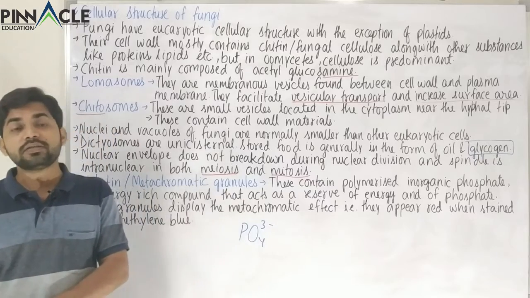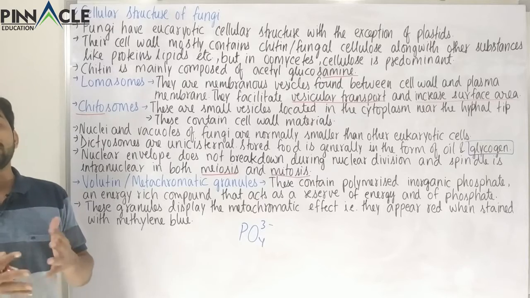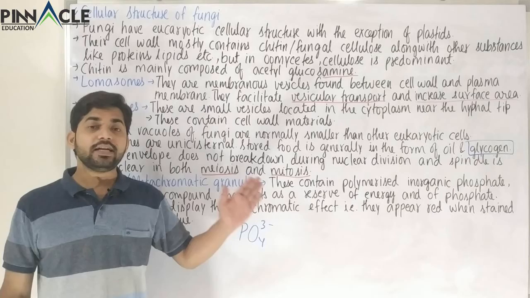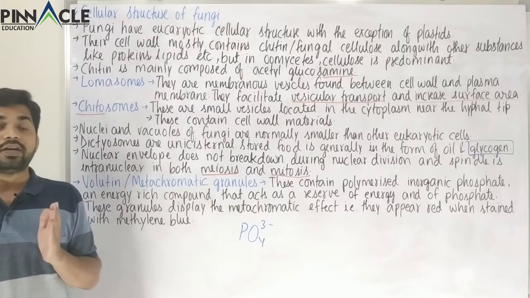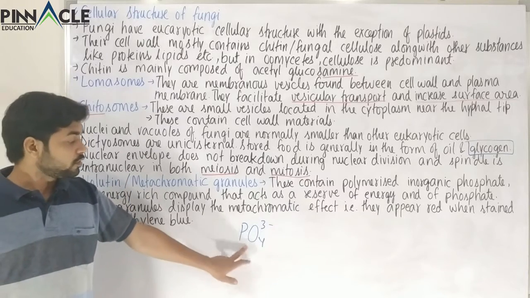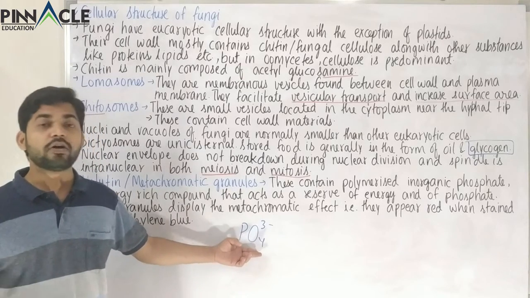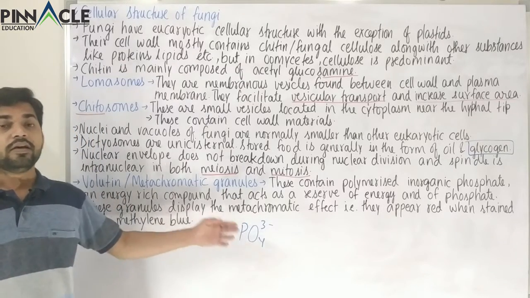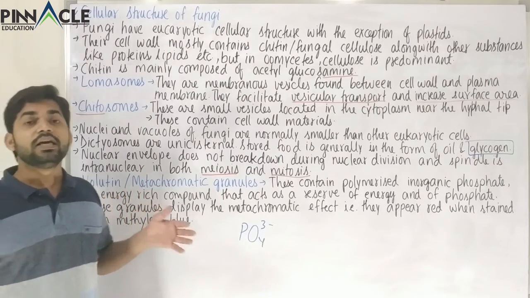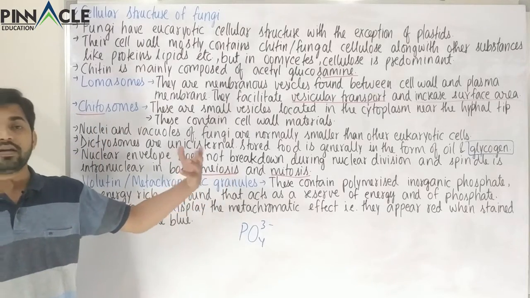And what is the purpose? The purpose is that this acts as a reservoir or reserve of energy and phosphate, because we know that ATP, that is adenosine triphosphate, is the energy currency of the cell, and for ATP formation to occur, phosphate groups should be there. So this polymerized phosphate reserve, which is present in metachromatic or volutine granules, is a sort of storage. These are used whenever required.